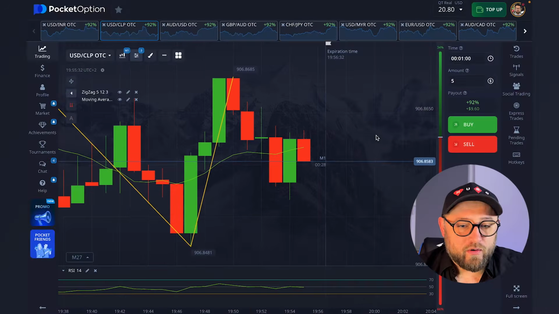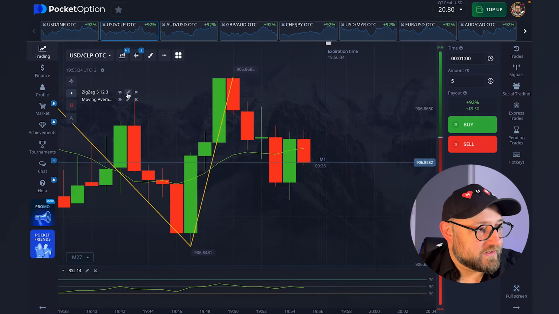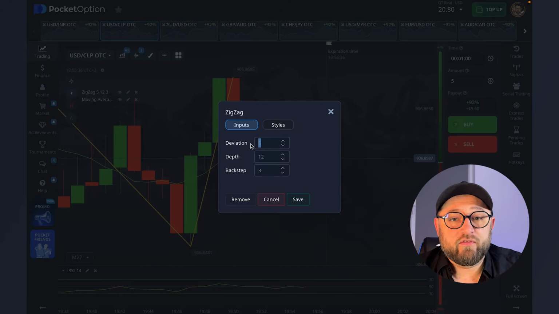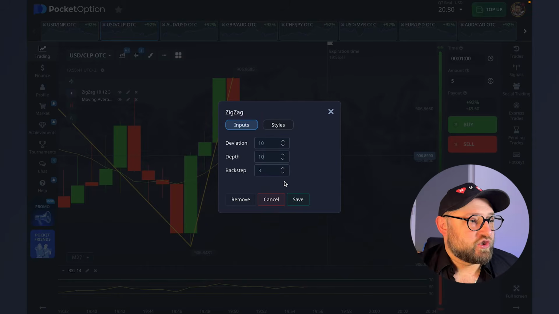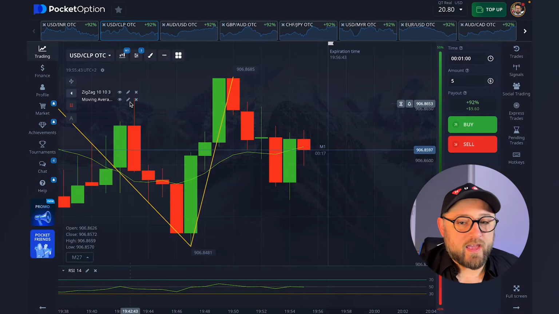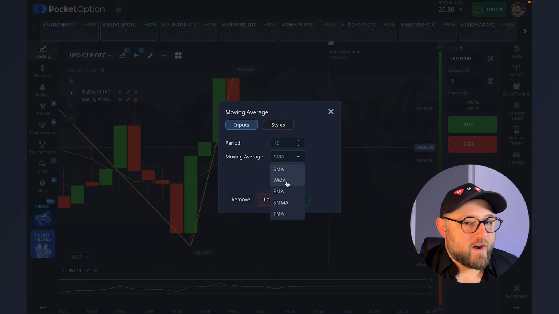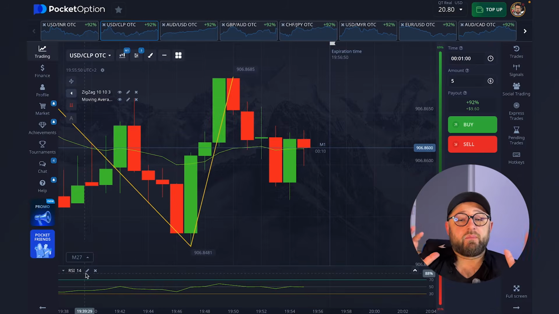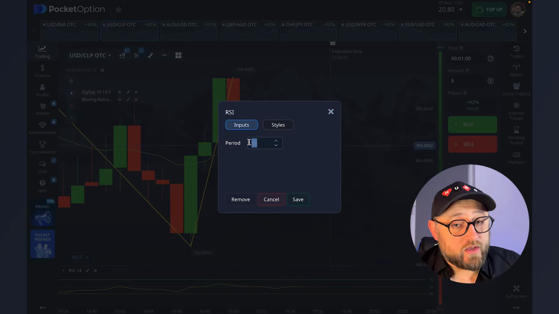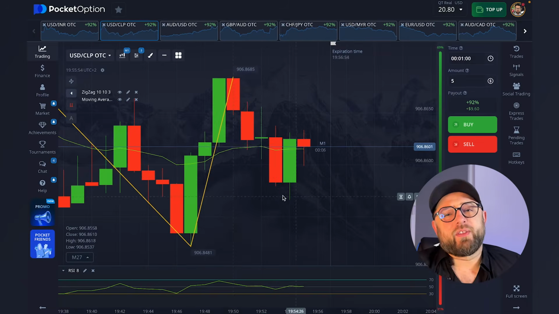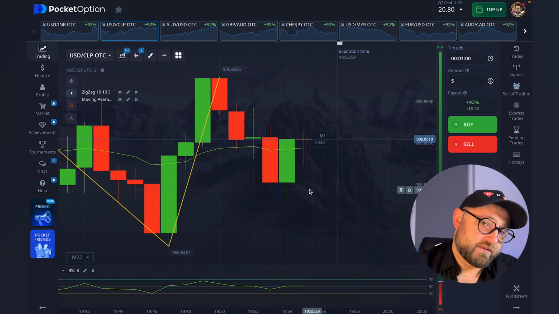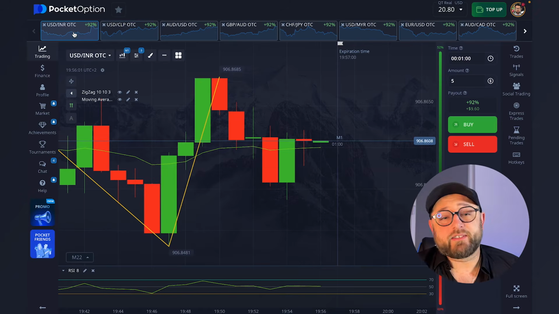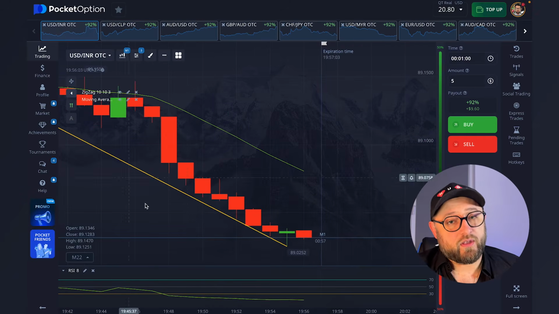Well, let's go. First indicator is zigzag, 10, 10 and 3. Second one is moving average, EMA, and period is 18. And finally RSI with period 8. This combo gives me a full picture of what's going on. We will trade with the trend, but also consider overbought, oversold zone on the RSI and price behavior around EMA.